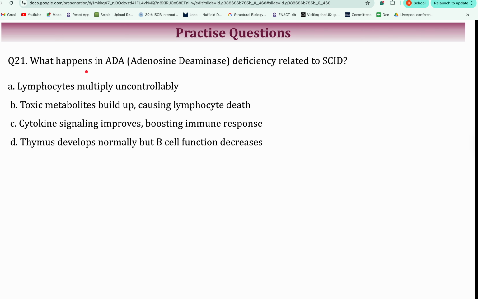Okay, so now next question is, what happens in ADA, which is adenosine deaminase deficiency, related to SCID? Option A, lymphocytes multiply uncontrollably. Option B, toxic metabolites build up, causing lymphocyte death. Option C, cytokine signaling improves, boosting the immune response. Option D, thymus develops normally but B cell function decreases. So you need to tell what happens here in ADA deficiency.